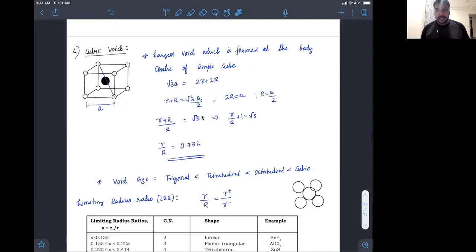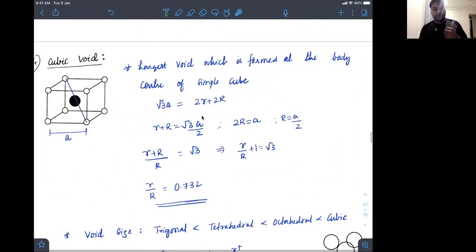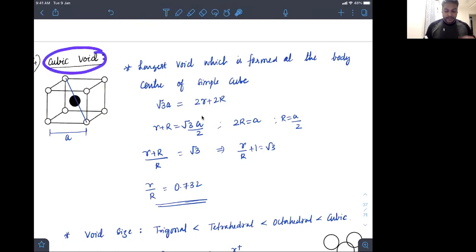So I hope the idea is clear, everybody. There are 3 voids we have learned so far: triangular void, tetrahedral void, and octahedral void. The last void is a cubic void. Cubic void is the largest of all of them.